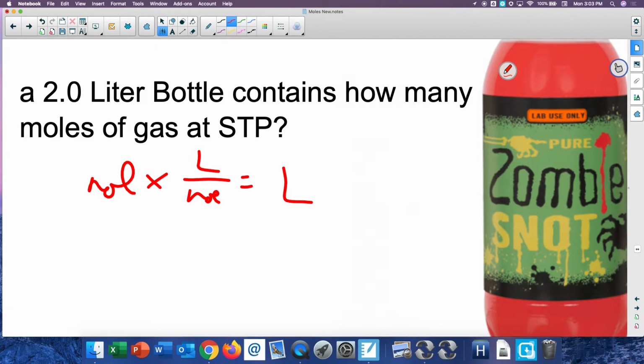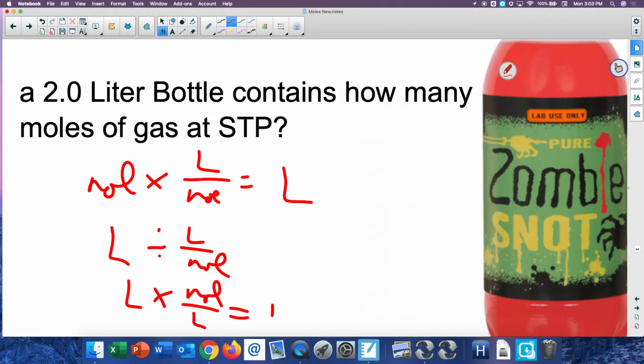Last problem. We did moles times 22.4 liters per mole to get liters. This problem, we're starting with liters, so what am I going to do with 22.4? Divide. If I divide by the liters per mole, you'll recall that dividing is the same thing as multiplying by the inverse. So liters times moles per liter, that's going to get me moles. So I'm doing 2.0 liters divided by 22.4 liters per mole.